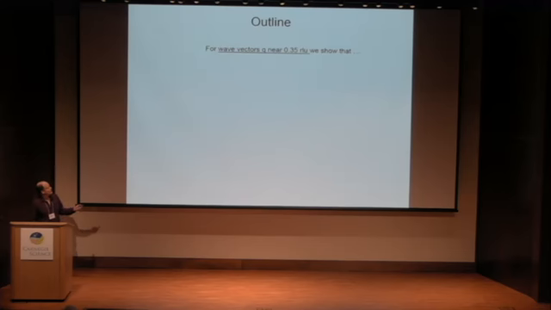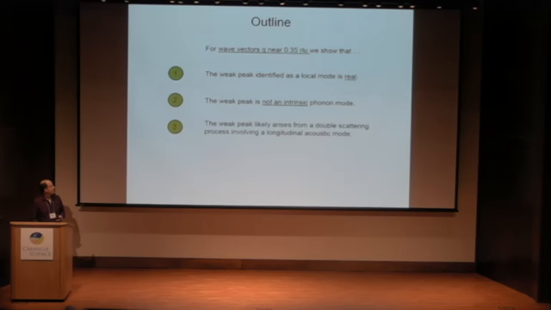For wave vectors near this wave vector here, 0.35, it's a little bit beyond the middle of the Brillouin zone, we will show that the weak peak identified as this local mode is actually real. Okay, it's real scattering, but we do not believe it to be an intrinsic phonon mode. Okay, it's not intrinsic to this system. We believe that this weak peak likely arises from a double scattering process involving a longitudinal acoustic mode.